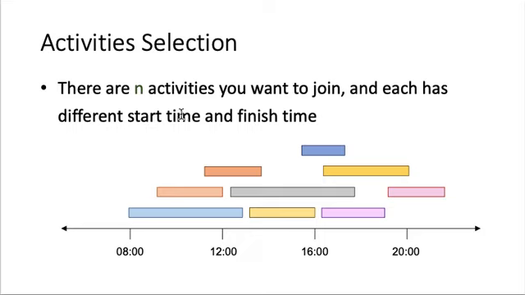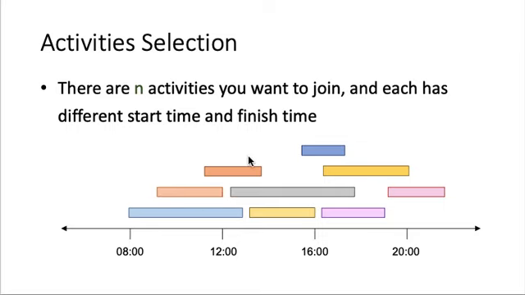So here there are n activities that we want to join. Each activity has a different starting time and finishing time. So here we will use the horizontal bar to denote each activity, and the length of this interval or this box corresponds to the left side boundary being the starting time, and the right side boundary being the finishing time. So if we want to join this activity, then we will start at somewhere like 9 a.m. and then it ends at something like 12 noon.